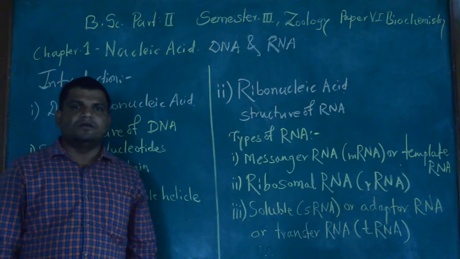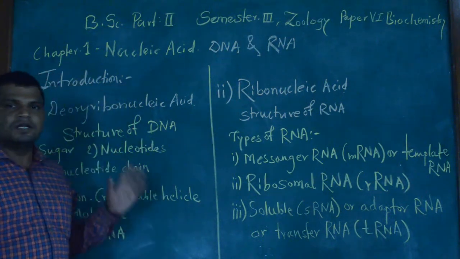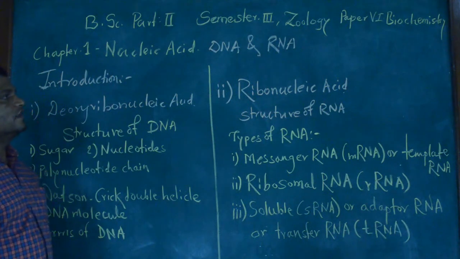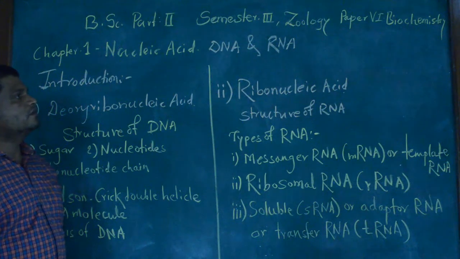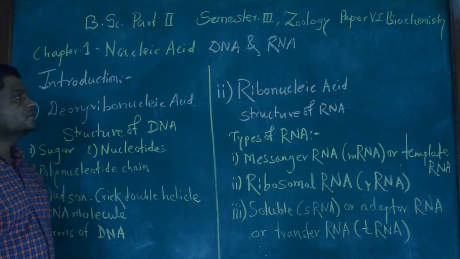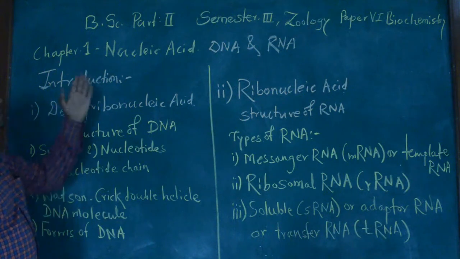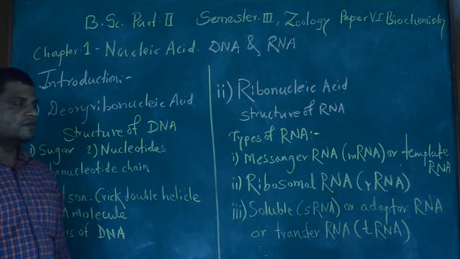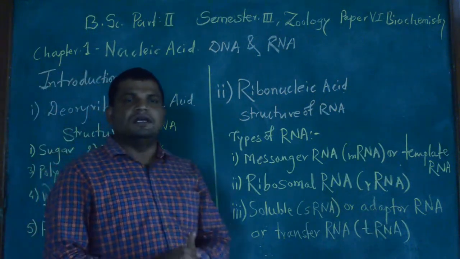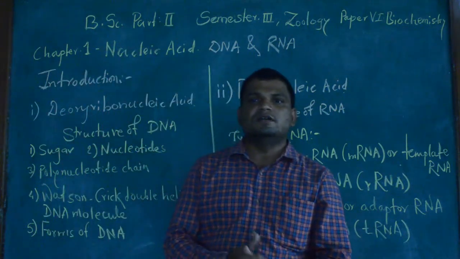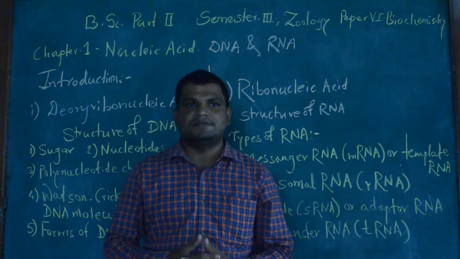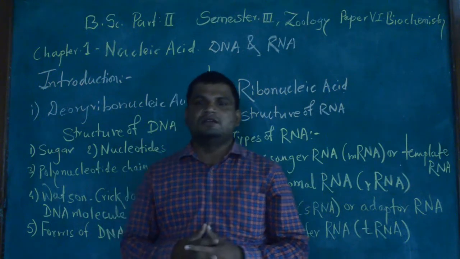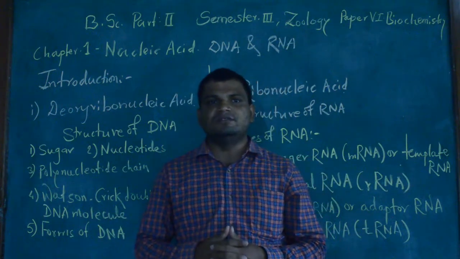Friends, today we will discuss the topic of BSc Part 2, Semester 3, Zoology Paper 6, Biochemistry. In Biochemistry, Chapter 1 is Nucleic acid, that is the DNA and the RNA. Friends, here the DNA and the RNA are nothing but the nucleic acids. Why are they called acids? Because basically, acid and base, these nucleic acids have a negative charge.